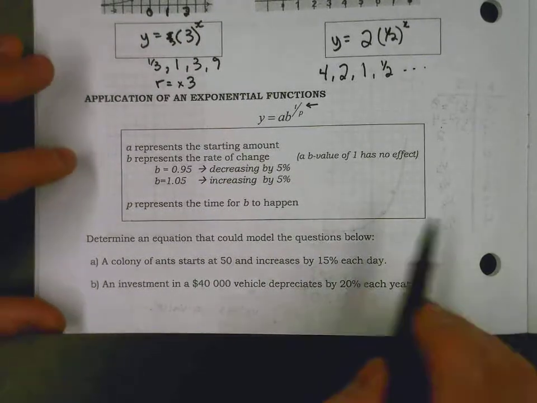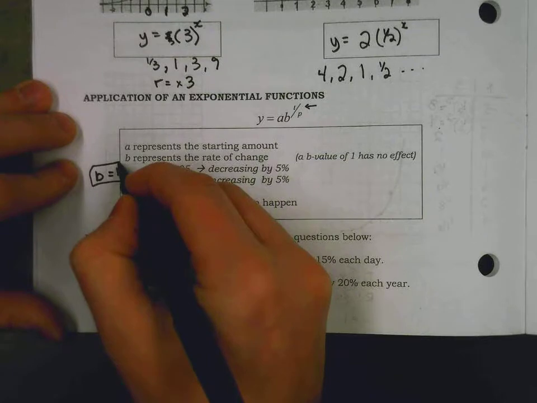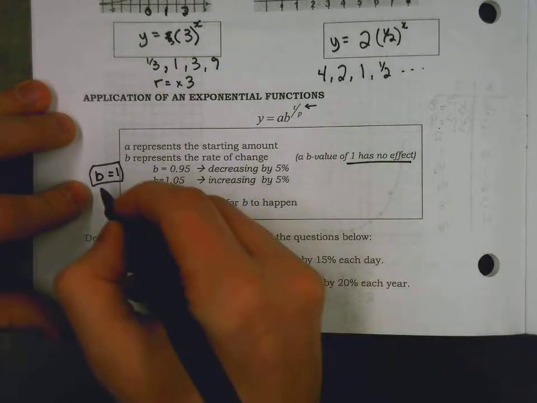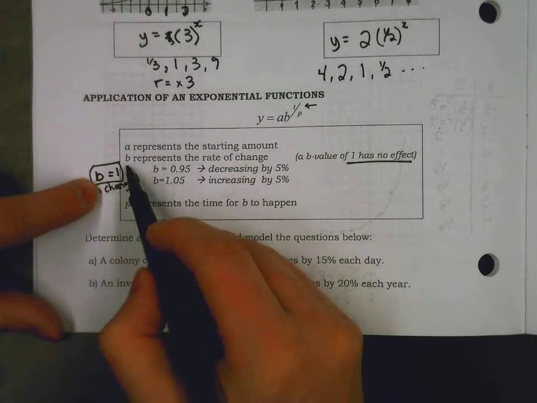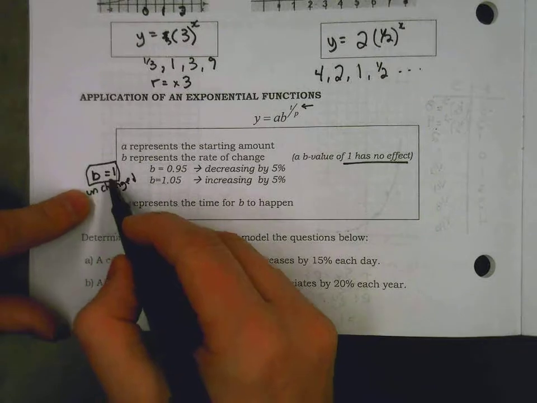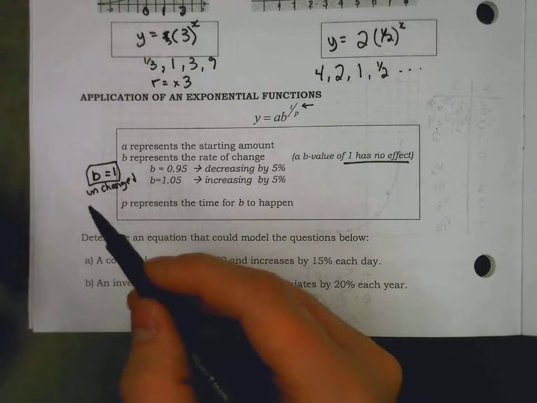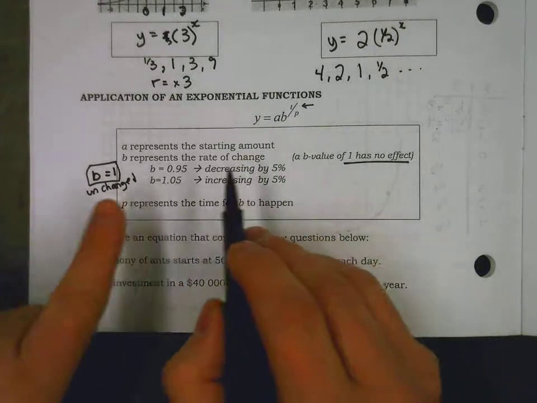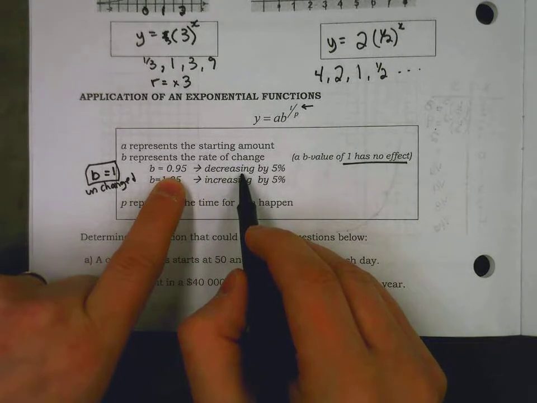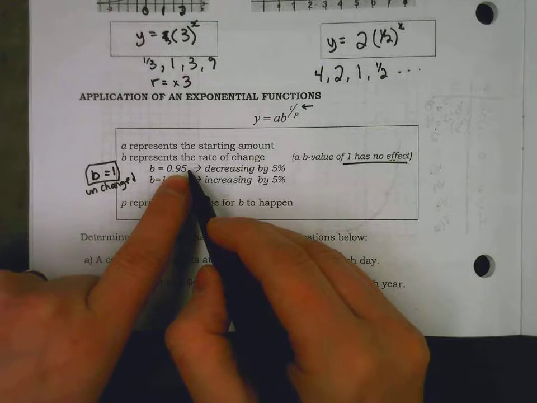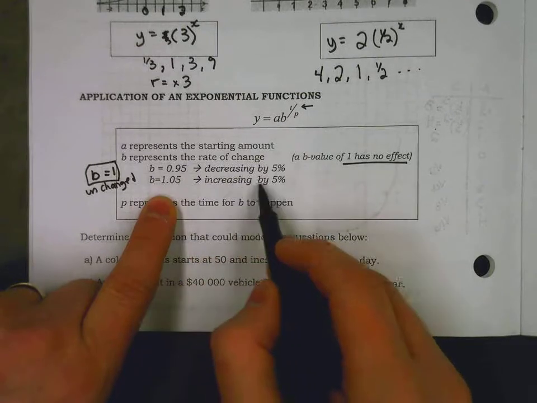That's important. So it's important to know that a b value of 1 has no effect. A b value of 1 is really unchanged. If you're multiplying by something bigger than 1, your values get bigger. If you're multiplying by a number like a half or a quarter or a 0.95, your numbers are going to get smaller. So if I were to pick a base value that was less than 1, I know that my values are decreasing. In fact, it's 5% away from 1, so we're decreasing by 5%. If I say 1 point something, we're increasing by 5%.